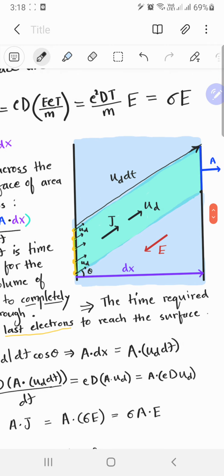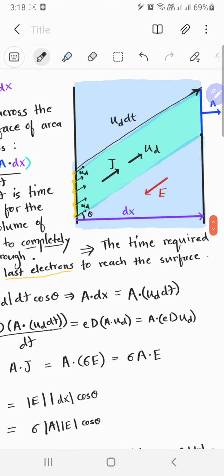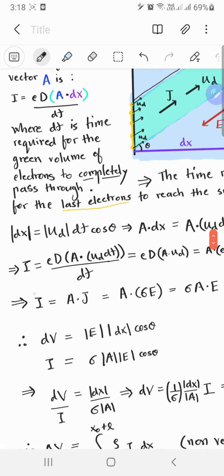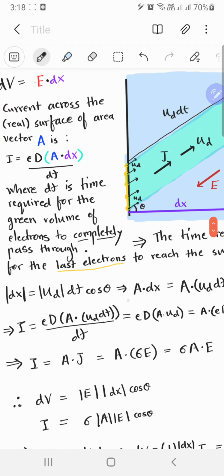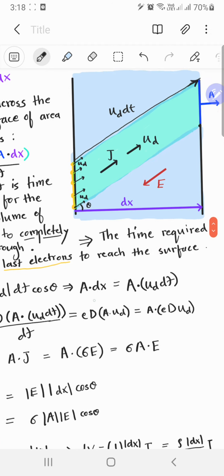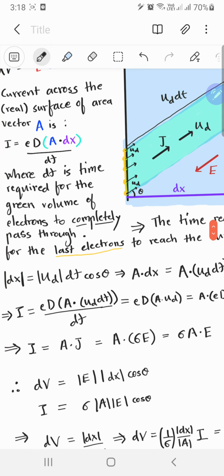It's the projection, horizontal projection basically, right? So it's the projection along this area vector A. So from that we can say A dot dx is A dot u_d dt. Okay, so from that I is E capital D times A dot u_d dt. So just substituting this equation into that upon dt.